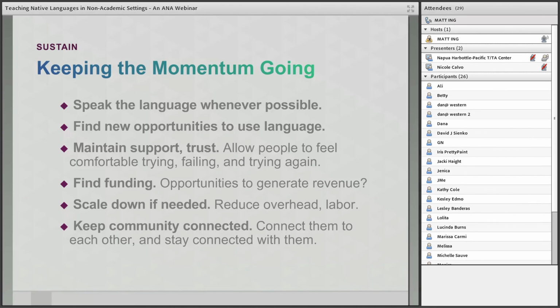Maintain support and trust. Allow people to feel comfortable in trying and failing. Don't criticize them if they are really, really screwing up on the language, but encourage them to get better.